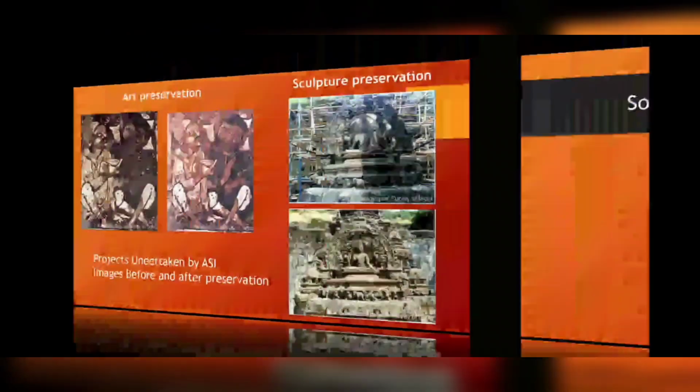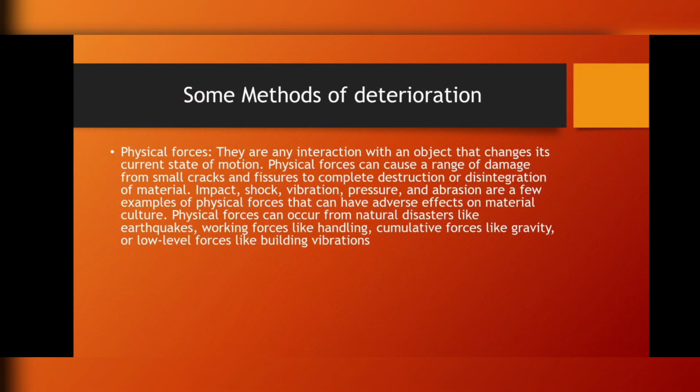Some methods of deterioration. Physical forces. They are any interaction with an object that changes its current state of motion. Physical forces can cause a range of damage from small cracks and fissures to complete destruction or disintegration of material. Impact, shock, vibration, pressure, and abrasion are a few examples of physical forces that can have adverse effects on material culture. Physical forces can occur from natural disasters like earthquakes, working forces like handling, cumulative forces like gravity, or low level forces like building vibrations.